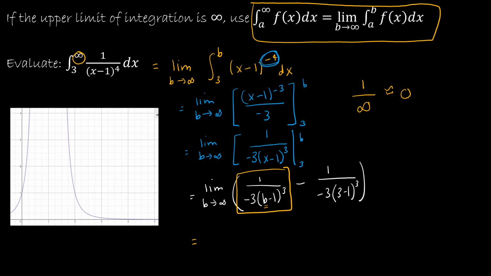The limit as b approaches infinity of this is going to be 0, because this guy is getting bigger and bigger and bigger. Then the other part of my fraction I can just evaluate, because it's all values. So I have 1 over negative 3. 3 minus 1 obviously is 2. 2 to the third is 8. So I have negative 1/24. So 0 minus negative 1/24 is 1/24, and that's my final solution.